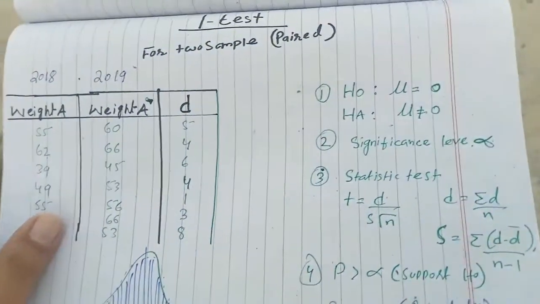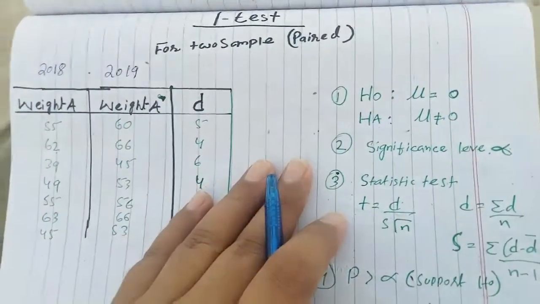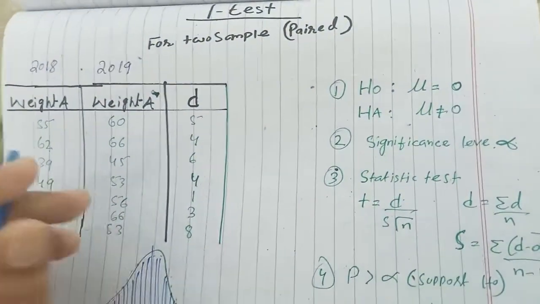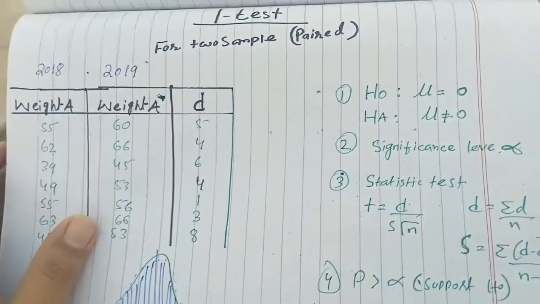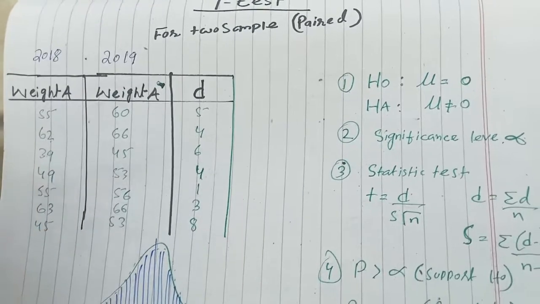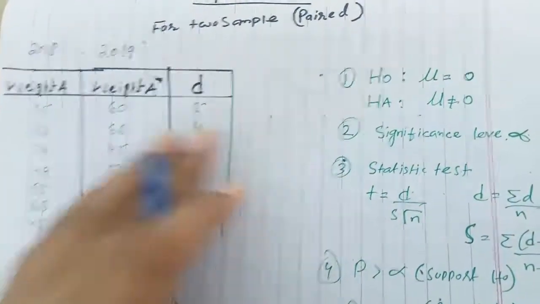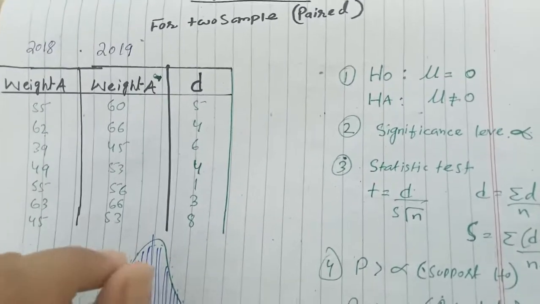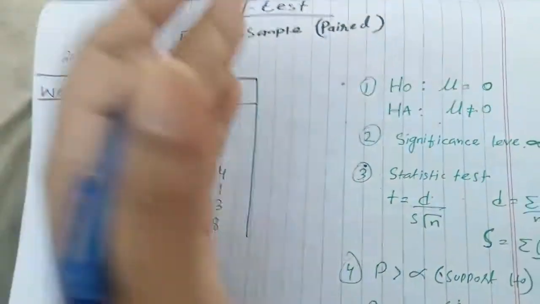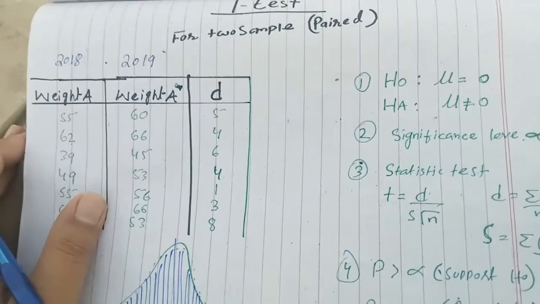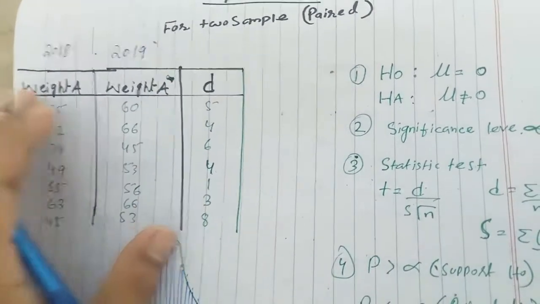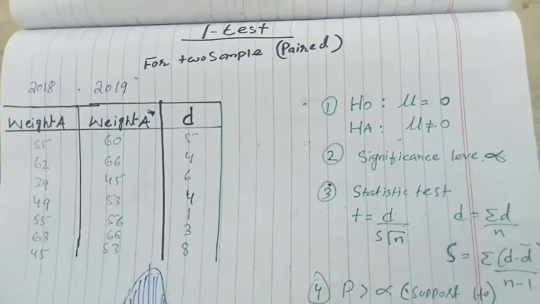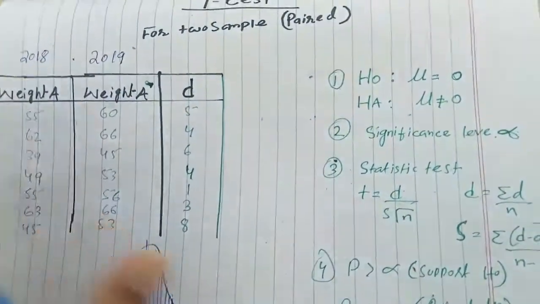That is how we use the paired t-test and unpaired t-test. In the unpaired t-test, we use two different samples and try to see the significant difference in the mean. In the paired t-test, we try to see the difference in the samples before and after the effect, right? That is why we use the paired t-test. So that's all about this video.